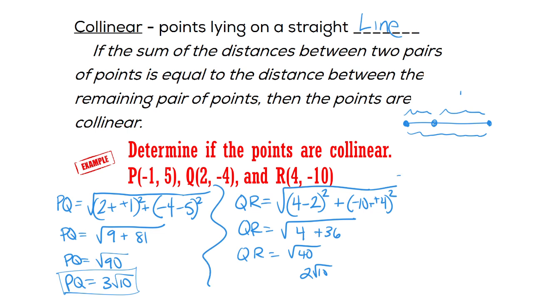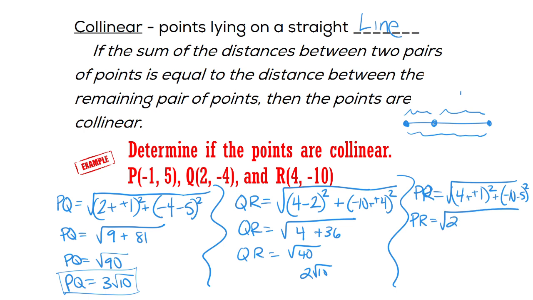All right, I have one more set. Which ones have I not done yet? PR. All right, here we go. So I'm going fast. I do R minus the P, so 4 minus negative 1 squared plus negative 10 minus 5 squared. So PR would be the square root of 25 plus, that's a negative 15 squared, that's 225. So together, that gets me the square root of 250.